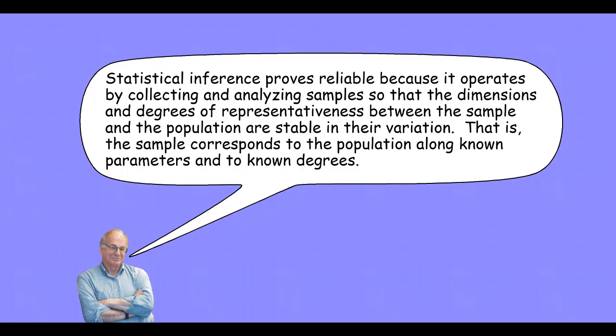Now, statistical inference proves reliable because it operates by collecting and analyzing samples so that the dimensions and degrees of representativeness between the sample and the population are stable in their variation. That is, the sample corresponds to the population along known parameters and to known degrees.